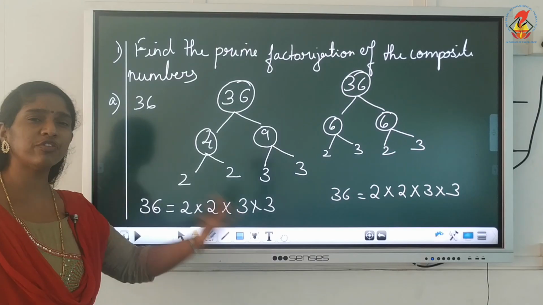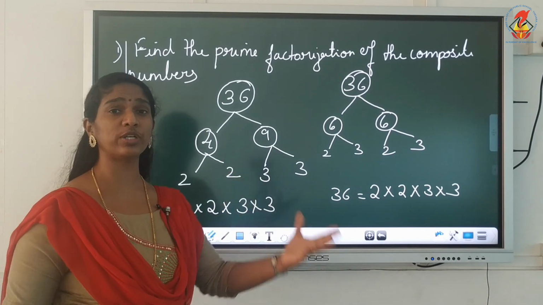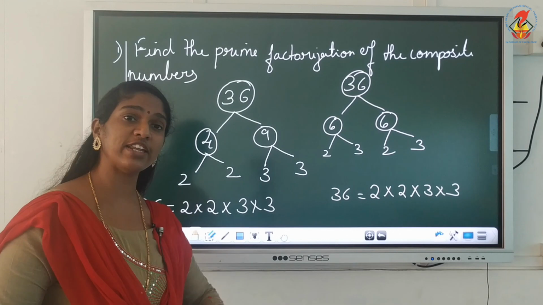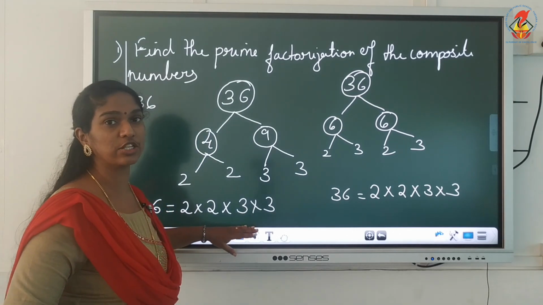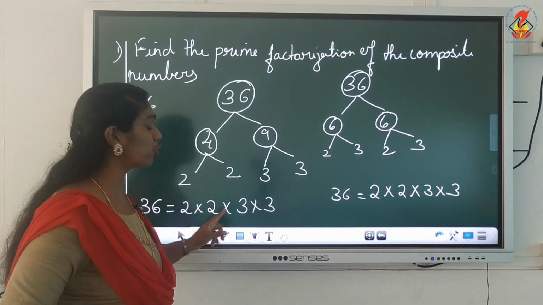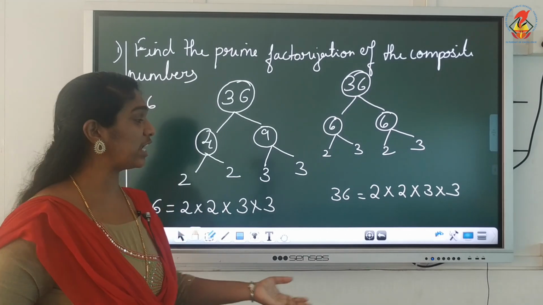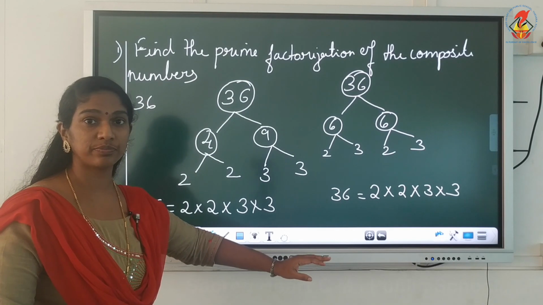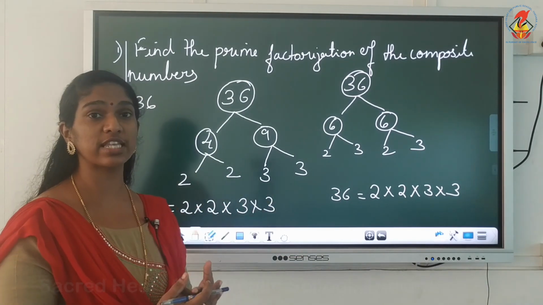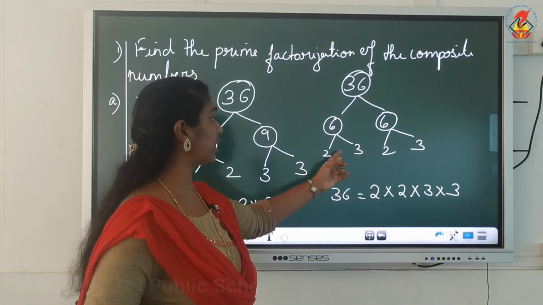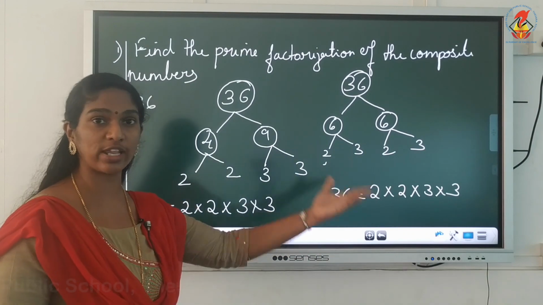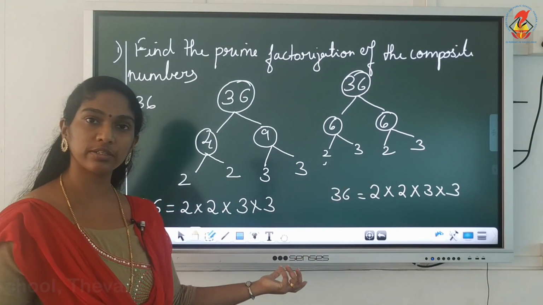Yes. So however you split it, whatever factors you take, if you take 2 into 18 or if you take 3 into 12, finally you will get the same set of numbers. And that will be all prime numbers. We know 2 and 3 are prime numbers, right? So finally you will get the same set. However you do it, the only thing is the orders will be different. You can make it in the same order. Here you can see 2, then 3 came, then 2 came, then 3 came. What did I do? I arranged it. First I wrote 2, then I wrote 3. I get the same thing.